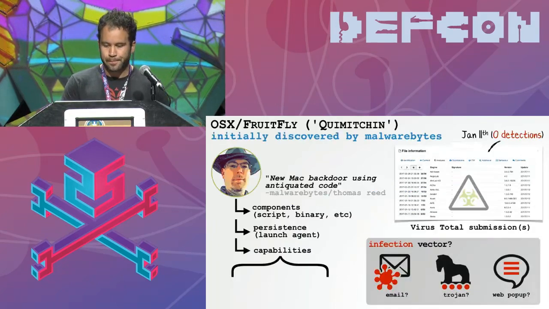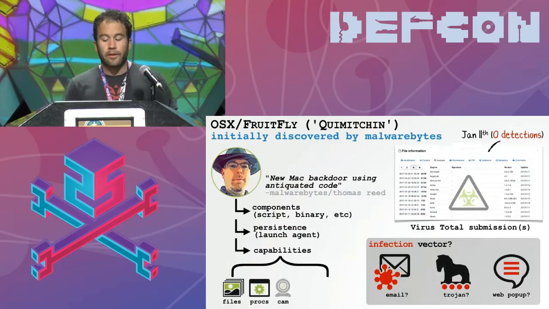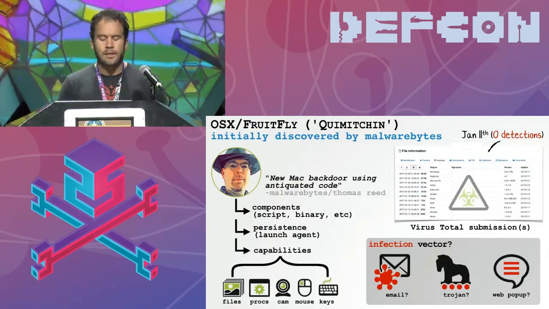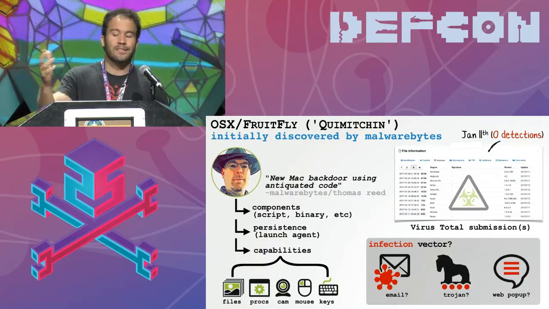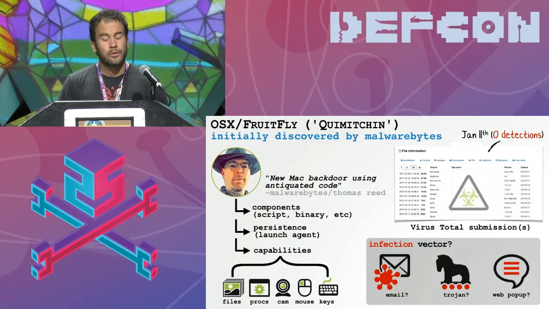which will then allow us to task the malware. FruitFly was discovered in January. Initially, it was undetected by antivirus engines on VirusTotal. My good friend Thomas Reed, who is here in attendance, an incredible Mac security researcher, did the initial analysis and wrote a great blog articulating the components of the malware, its persistence techniques, and also some of its capabilities. It's a fairly standard but fully featured Mac backdoor, but it has some interesting interactive capabilities, also the ability to turn on the webcam.